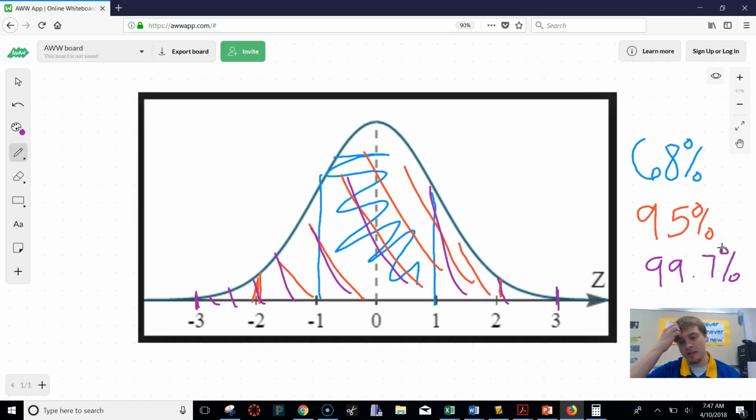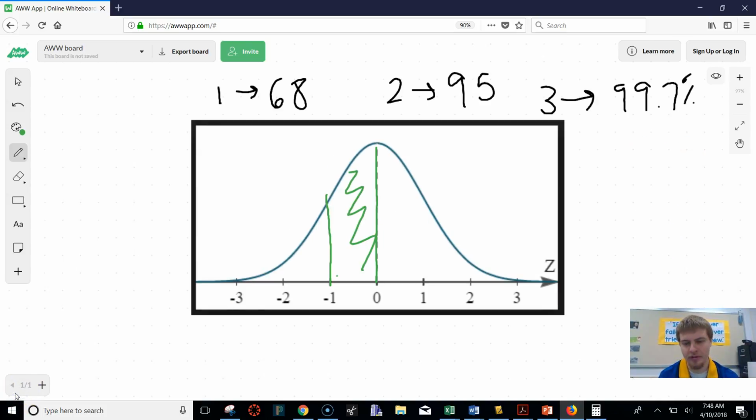So when we look at these things, we can see just by rough estimates how much data is in each section. Between -1 and 1, it's 68. Between -2 and 2, it's 95. And between -3 and 3, it's 99.7%. And just by knowing these things, it's going to allow us to answer a lot of questions. Let's just look at a couple questions we can answer.